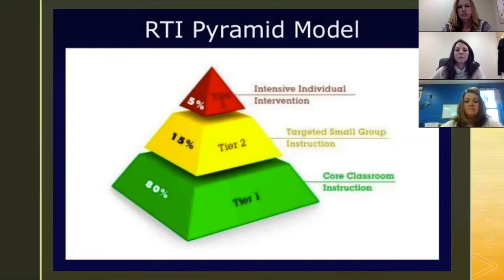And then Tier 3 is reserved for students who might have a particular learning need that needs to be addressed through an IEP. And so 5% of students would find themselves in Tier 3. So all students will experience all levels of, or could experience all levels of instruction in the RTI model.